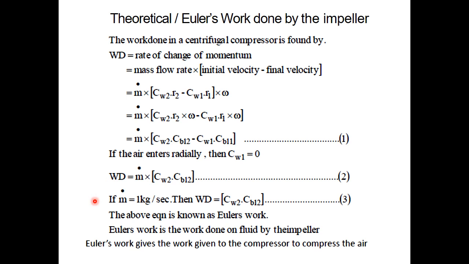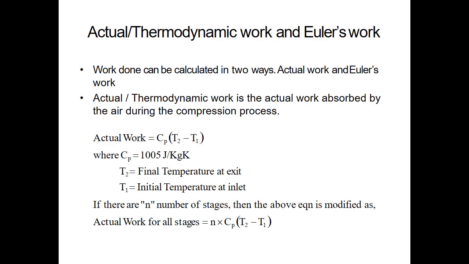If the mass flow rate is equal to 1 kg per second, then the work done equation will further reduce to Cw2 into Cbl2, which we name as equation number 3. Now equation number 3 is known as Euler's work. Euler's work is the work done on fluid by the impeller.